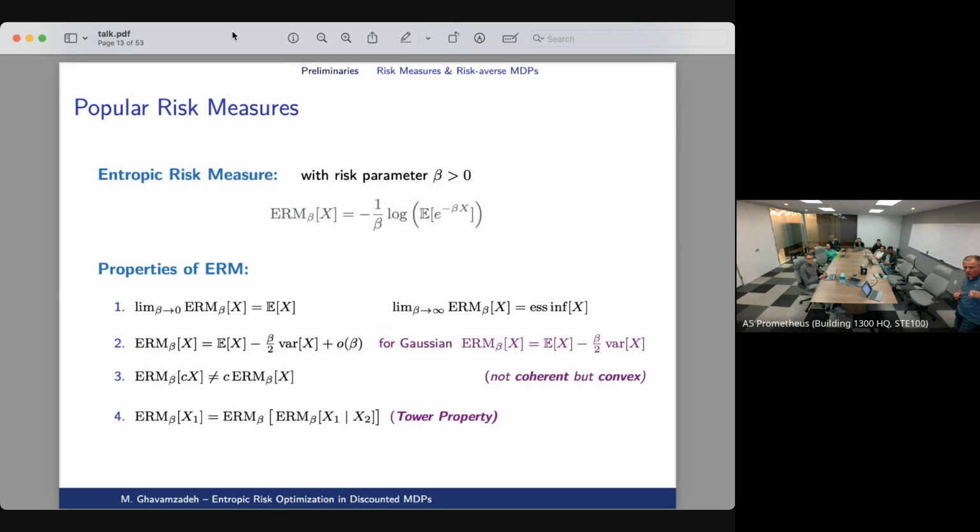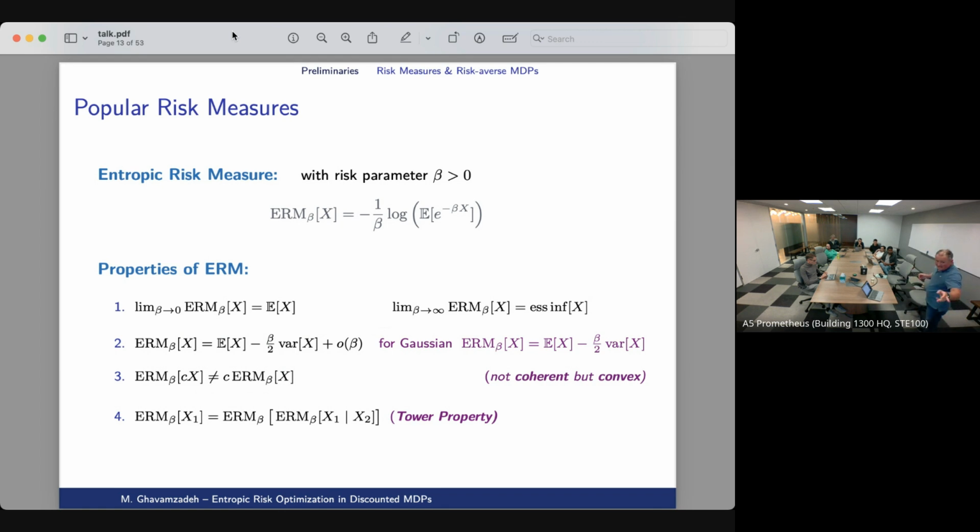And then the third property basically shows that ERM is not positively homogeneous, because if you have a constant, you cannot take it out. Therefore, it's not a coherent risk measure, but it's a convex risk measure. And we're going to see that this is going to cause problems when we start working with this risk measure. And then the next one is the tower property. It has the tower property. So this is nice. You remember when I told you Bellman equations exist because of nice properties of expectation. These nice properties are the tower property and positive homogeneity.